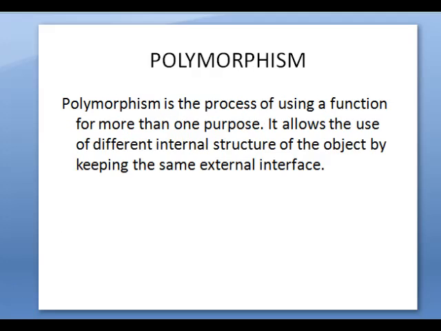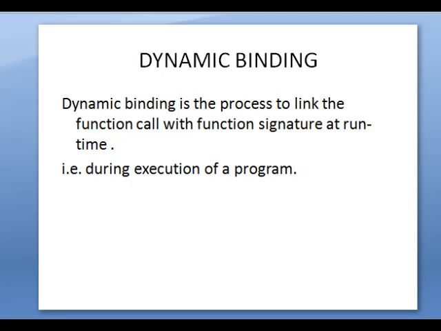The next one is polymorphism. Poly means many and morphism means forms. Polymorphism is the process of using a function for more than one purpose. It allows the use of different internal structures of the object while keeping the same external interface. The next one is dynamic binding. Dynamic binding is the process of linking the function call with the function signature at runtime, that is, during execution of the program.